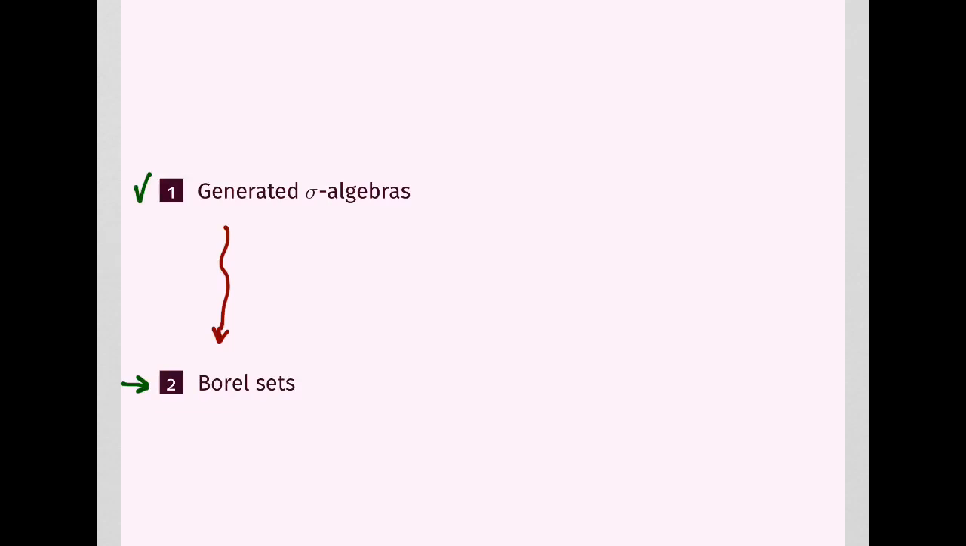So in the first part of this video lecture, we have talked about the sigma algebra generated by any class of subsets of a given sample space. And now we're going to talk about a particular case, which will be the most important one, which is the Borel sets of real numbers.